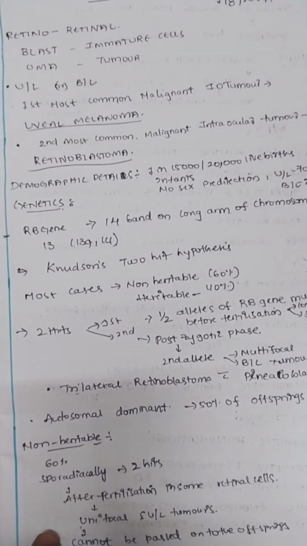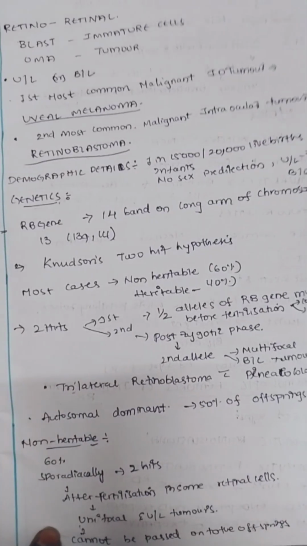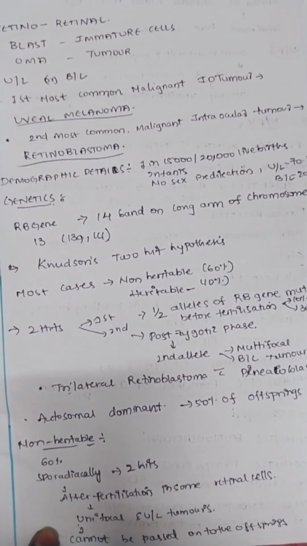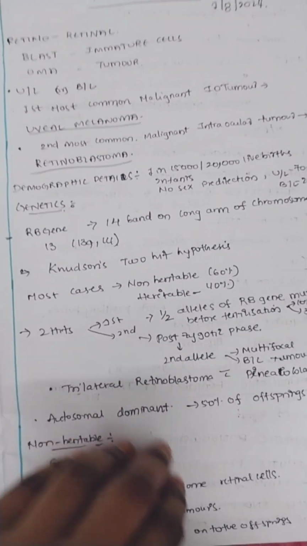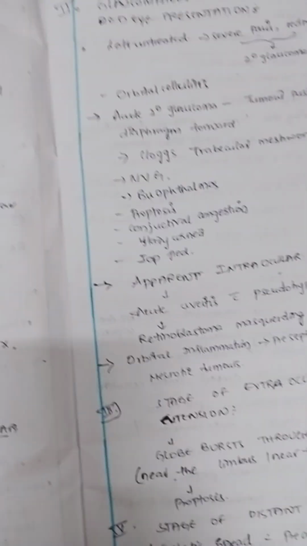Next, non-heritable is 60%. After fertilization, some retinal cell is affected. These are mostly unifocal and unilateral tumors, and this cannot be passed through the hereditary route to offspring.